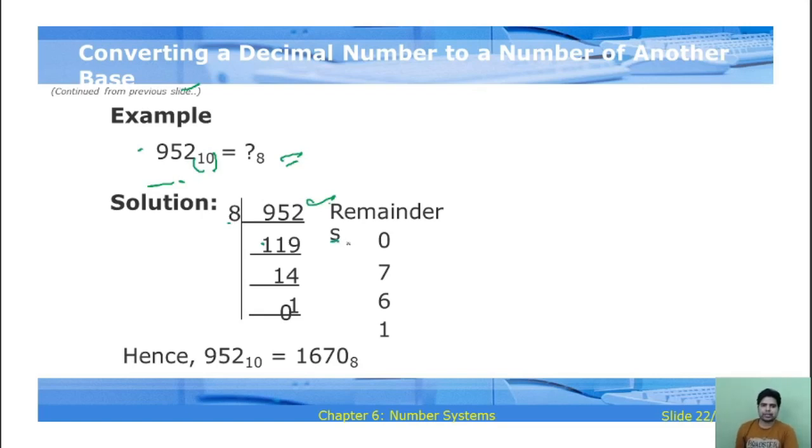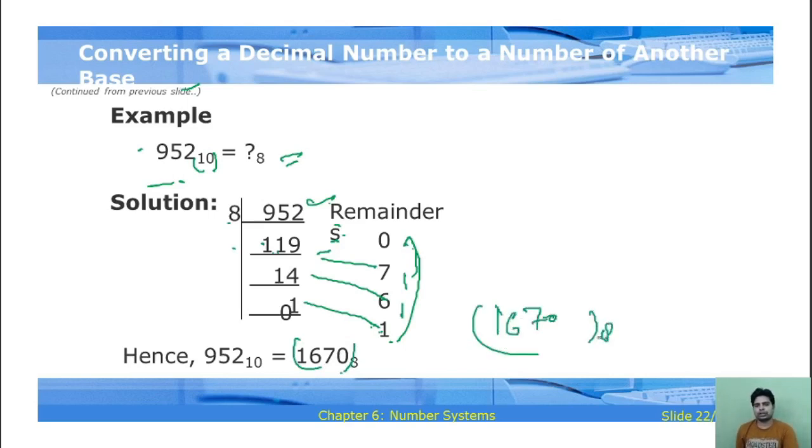Okay, this is the remainder. Then again divide by 9, and the remainders are 1, 7, 6. Reading from the last remainder to the first, we write 1, then 6, then 7, then 0. So the conversion is 1670 in base 8. This is the simple conversion from decimal to octal. How will you convert from decimal to octal?